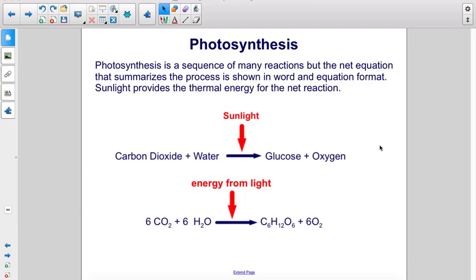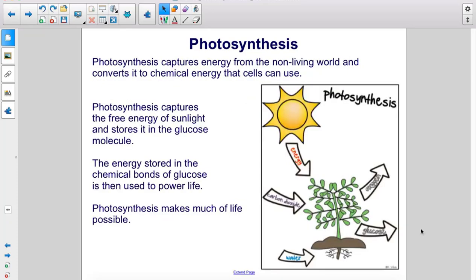Photosynthesis is a sequence of many reactions, but the net equation that summarizes the process is shown in word and equation format. Sunlight provides the thermal energy for the net reaction. So carbon dioxide plus water, and then you add sunlight and you get glucose and oxygen. Photosynthesis captures energy from the non-living world and converts it to chemical energy that cells can use. Photosynthesis captures the free energy of sunlight and stores it in the glucose molecule.